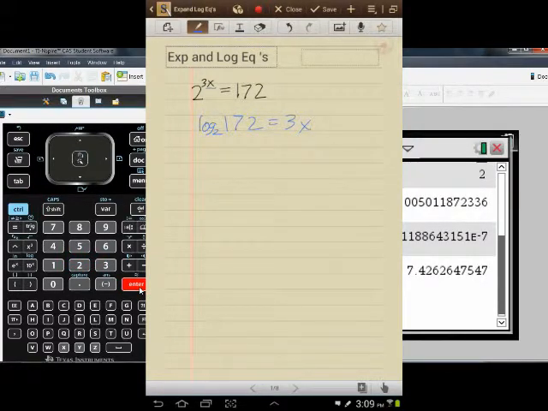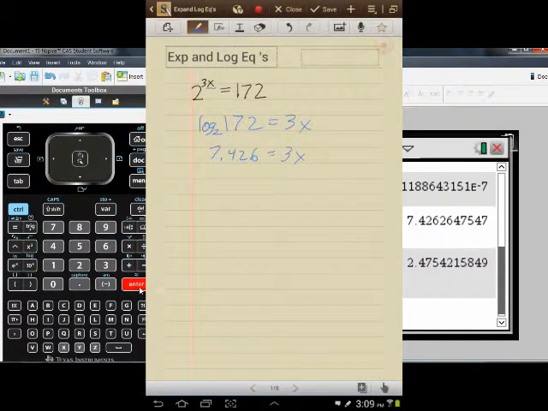So we have something along the lines of 7.426 equals 3x. We divide by 3 to get x by itself. Let me erase that and write that over. We're dividing off the 3 to get x by itself, and we get 2.4754. That's what x has to be.